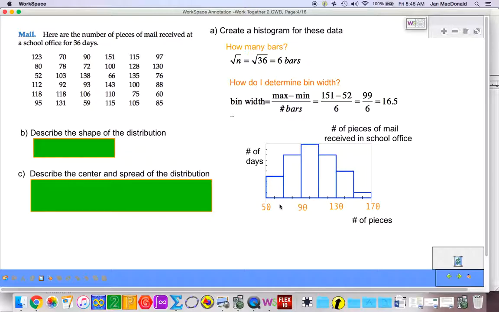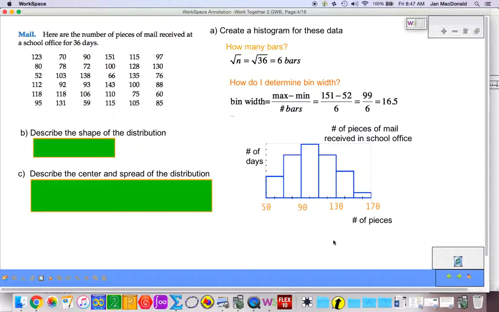pieces of mail. Originally, I had 50, 70, 90, 110, 130, 150, 170 here, but then it became too squished and it wasn't easy to read. So I just labeled the beginning of every other bar. So this would be 50, this would be 70, this would be 90, and that is perfectly fine. I think the graph is clear and easy to read.